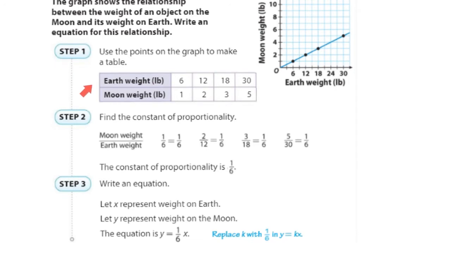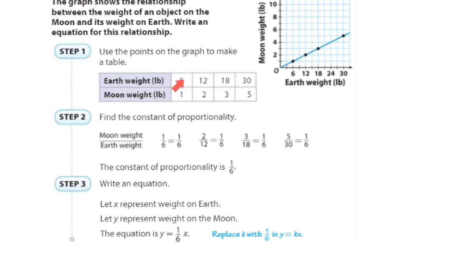Step one, make a table. Since the x-axis is labeled earth weight, you're going to put earth weight first, and that's in pounds. The y-axis comes second, so the moon weight is the y-axis. And these numbers come from the points. This point is 6, 1. This point is 12, 2. This point is 18, 3. And the last one is 30 and 5.